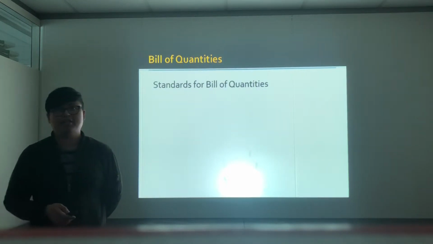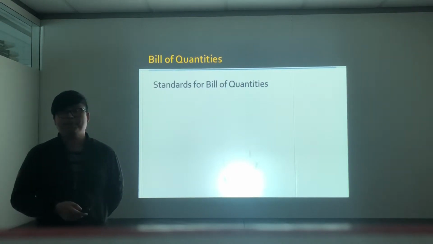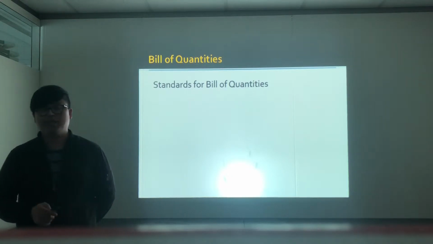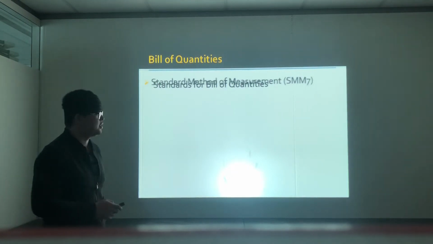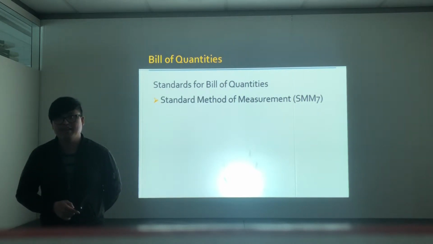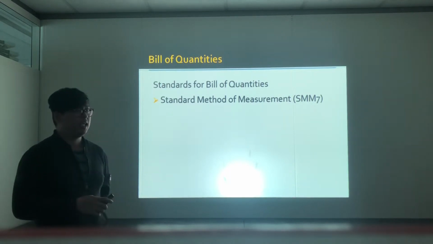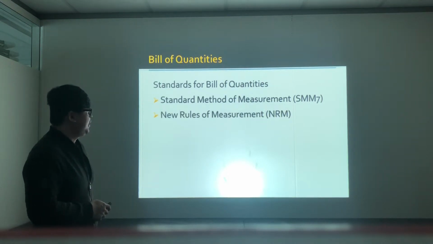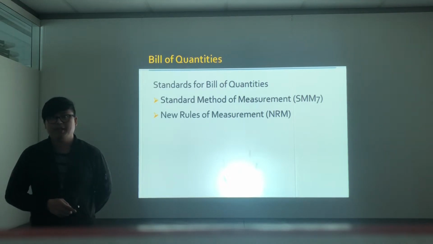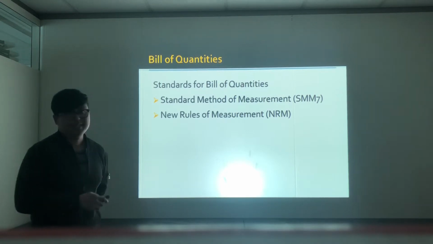Next are the standards for bill of quantities. It is very important that the BOQ are prepared according to standards, a widely recognized methodology. And what are the examples of these standards? First is the Standard Method of Measurement, or SMM7, commonly used in the UK for building construction, and it's currently in its 7th edition. Next is the New Rules of Measurement, or the NRM. It became operative on January 1st, 2013 to replace the SMM7.